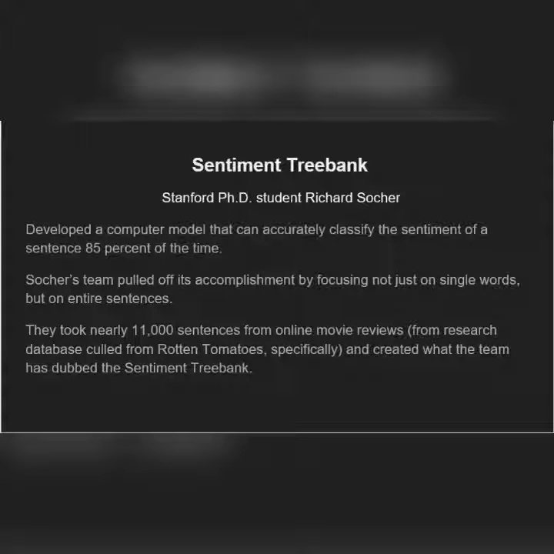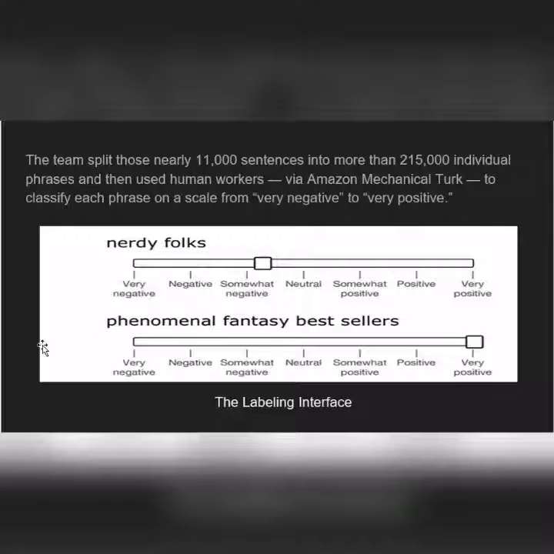11,855 sentences. So, what they did was they took 11,000 sentences from online movie reviews and then broke them into 2 lakh phrases, and then through Amazon Mechanical Turk and human workers, they classified each phrase on a scale from very negative to very positive. Random phrases were shown, and annotators had a slider for selecting the sentiment and its degree, as is shown. With so many well-labeled phrases, they were able to create one of the best models for sentiment analysis. Now let's look at an example.